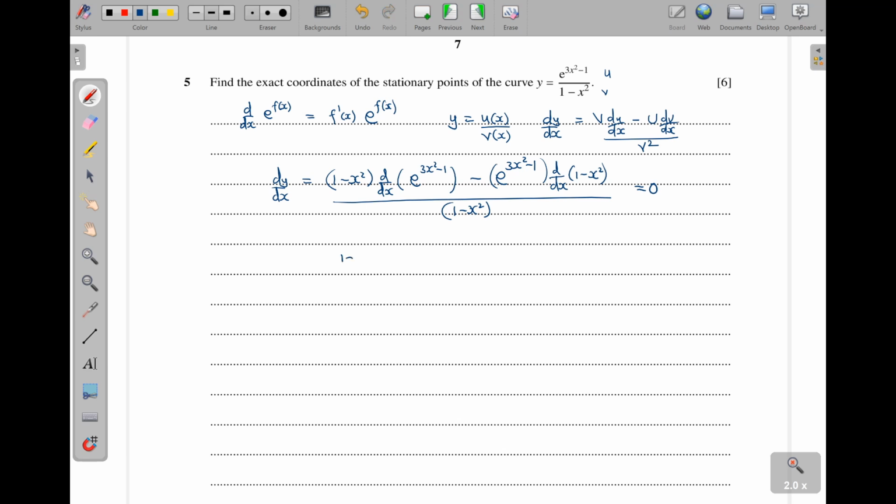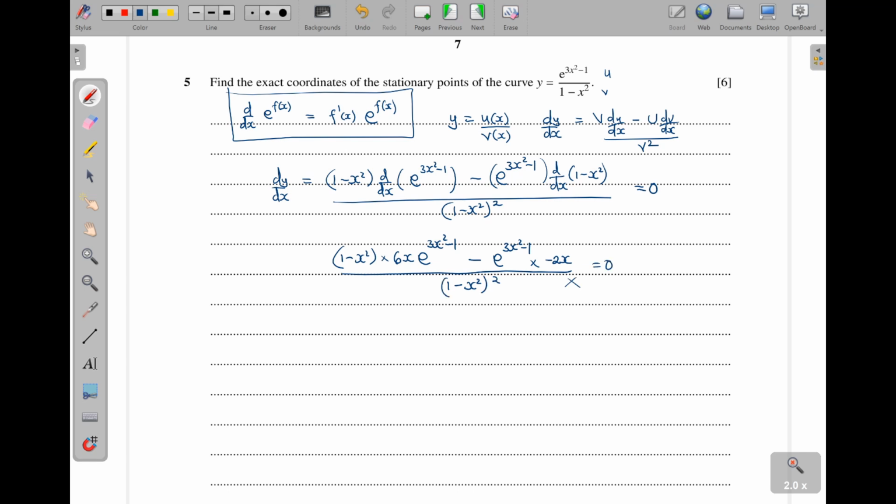Now, what do we have here? 1 minus x squared. Now, when we differentiate what is up here, we are going to get 6x, not 6x squared. 6x here, then e to the power of 3x squared minus 1. We are applying this, remember? Then minus, this is e to the power of 3x squared minus 1 times, when we differentiate this one, we shall get negative 2x. Then divide by this one squared, (1 minus x squared) squared, which is equal to 0.